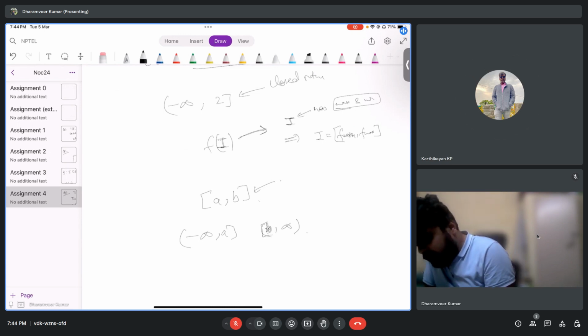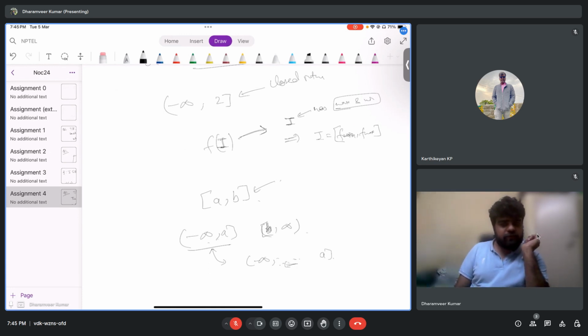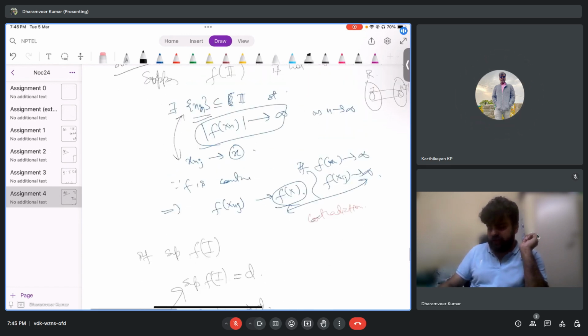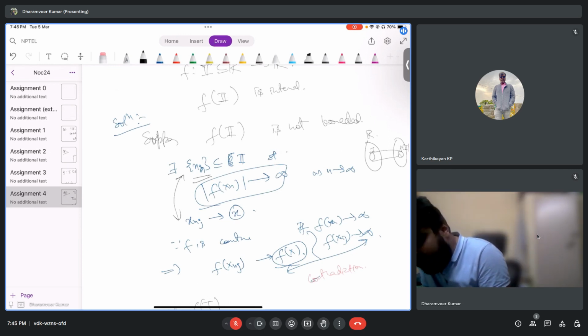In this case also, whenever there is a sequence from minus infinity to a, you can find a subsequence which converges. So xn is some sequence, we don't know what it is. What we are saying is we can find some subsequence which converges. What do we mean by converges?